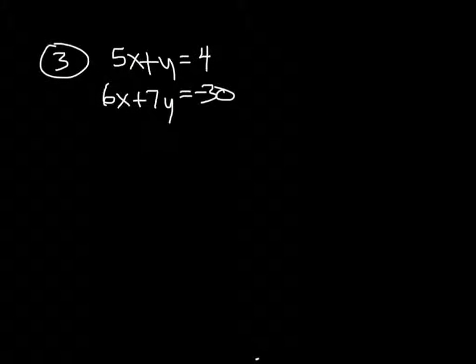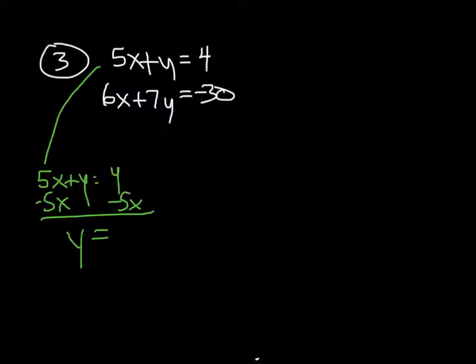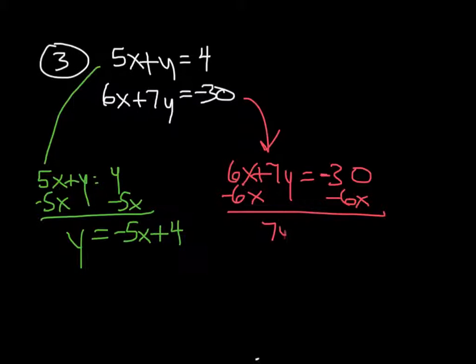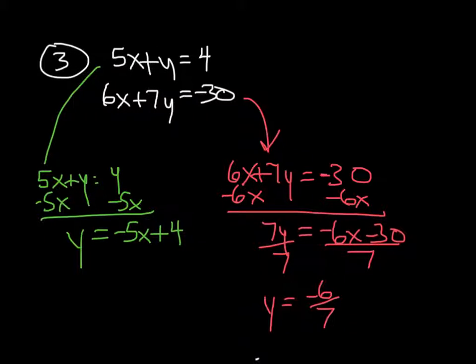Next up, example 3: 5x plus y equals 4, 6x plus 7y equals negative 30. Solve that one for y. 5x plus y equals 4. Subtract 5x. Then for the second, subtract 6x. We got 7y equals negative 6x minus 30. Trying to get y by itself, so divide by 7. And then negative 30 over 7.